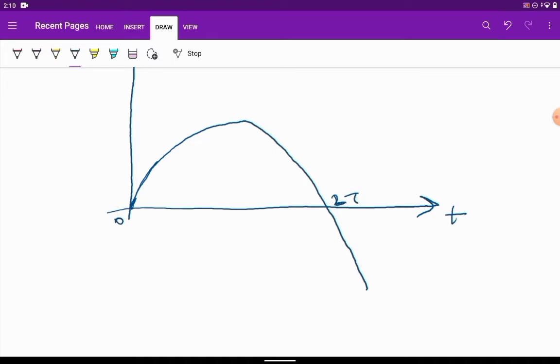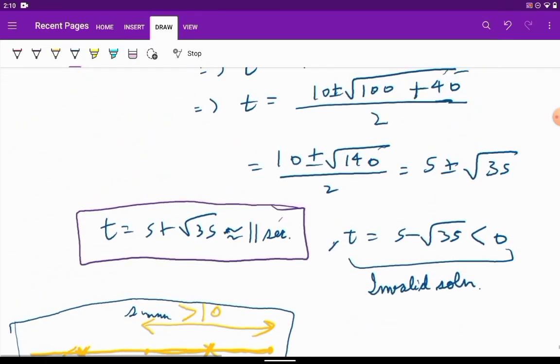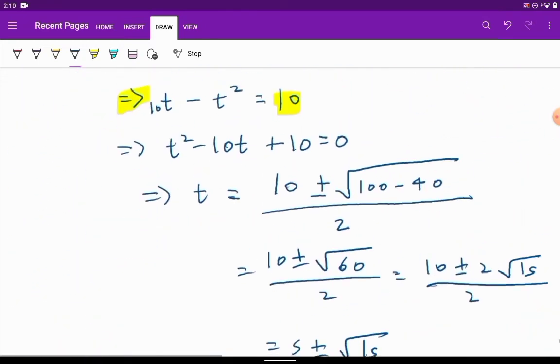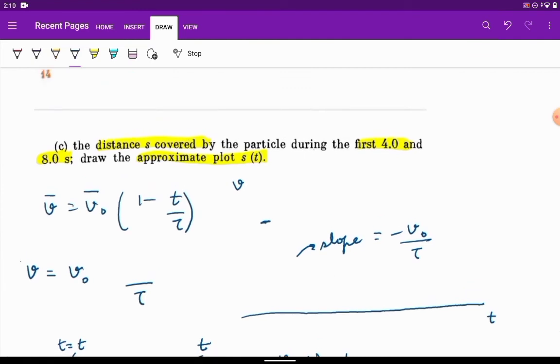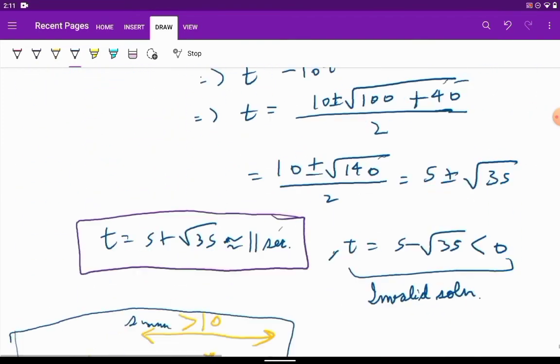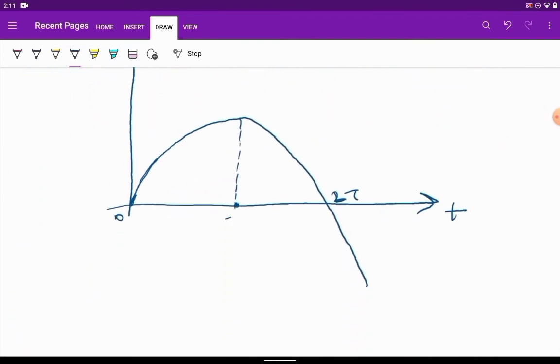And at some point, basically where the velocity is 0, it retreats. So when is the velocity 0? We can see from this equation, the magnitude is 0 when t equal to tau. So this is t equal to tau.